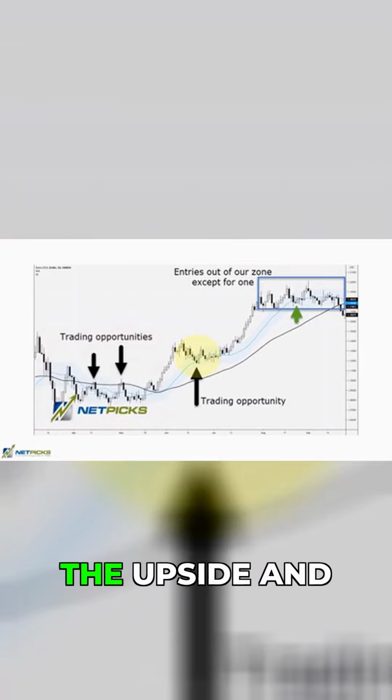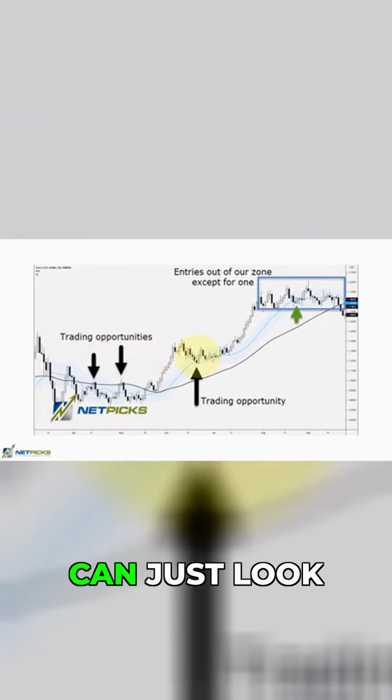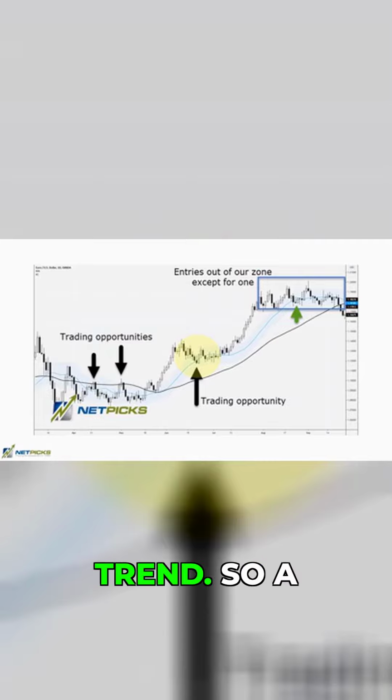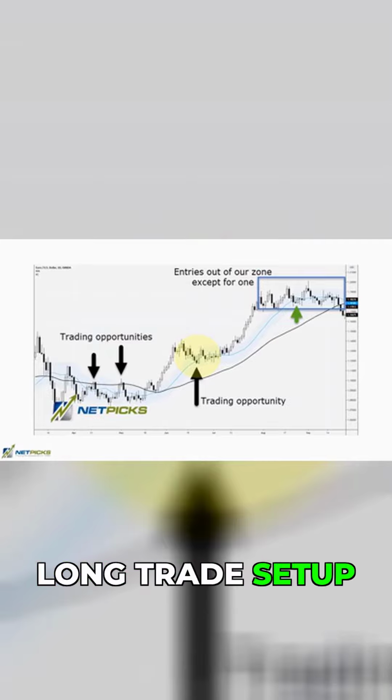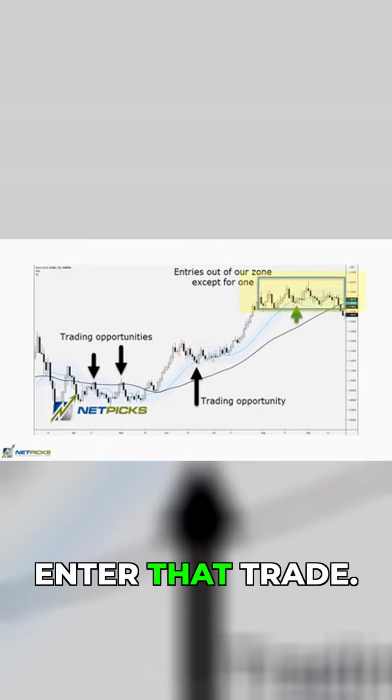So the averages cross to the upside, and now we start to see a separation in the averages. Well, you can just look at price, and you can see there's some momentum in the price and a strong trend. So a long trade setup occurs, and you would use a trade trigger to enter that trade.